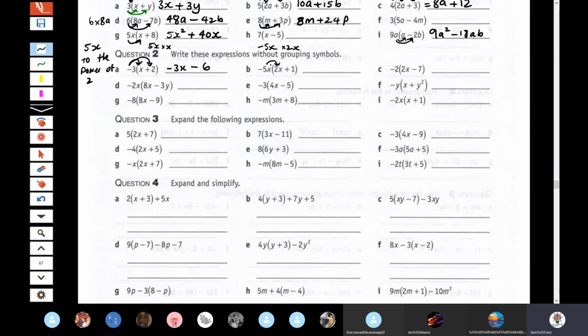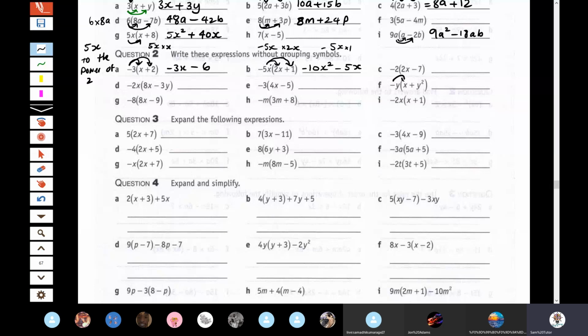So negative 5x times 2x. Negative 5 times 2 is negative 10, and then x times x is x squared. And then again, same thing, you'll do negative 5x times 1. Anything times 1 is just itself. All right, what do we reckon? Is that all right? Yep, okay. Then maybe I'll do one more.